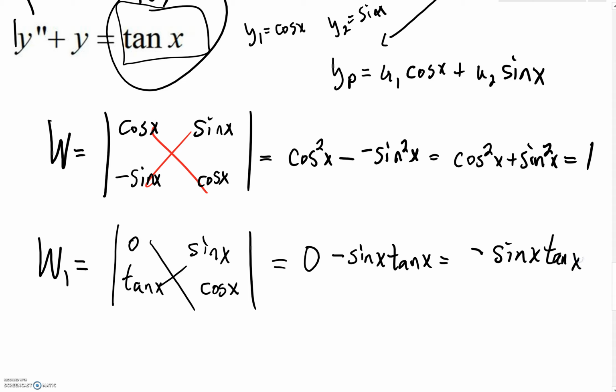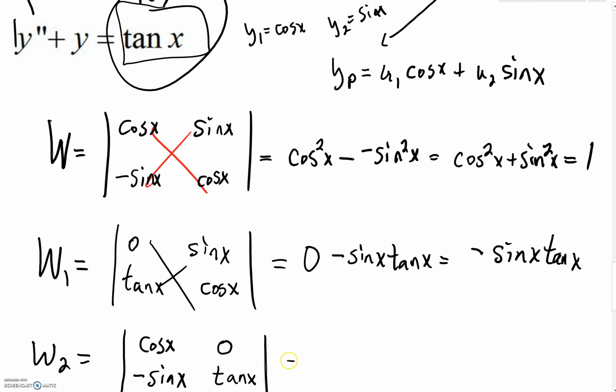Well, then what? We need our W sub 2. Keep your first column the same as it was in the original Wronskian. But it's your second column where you'll have 0 and then f of x. And then you cross multiply.